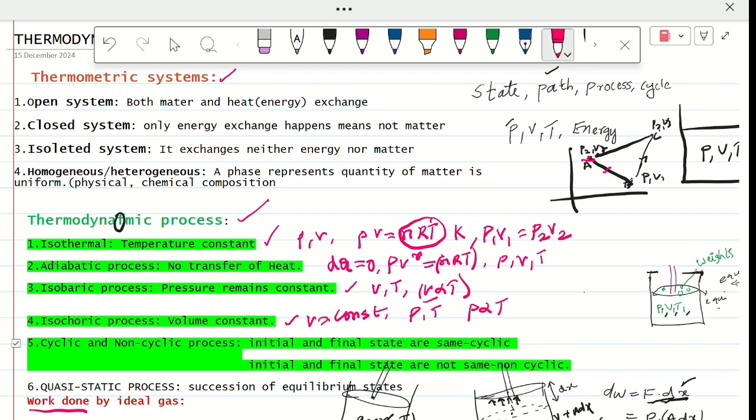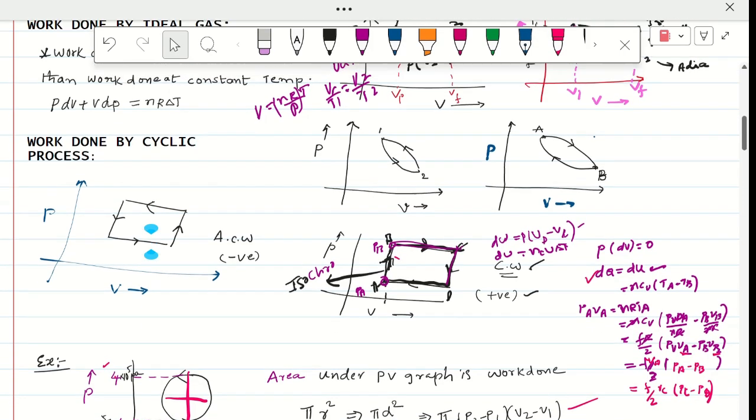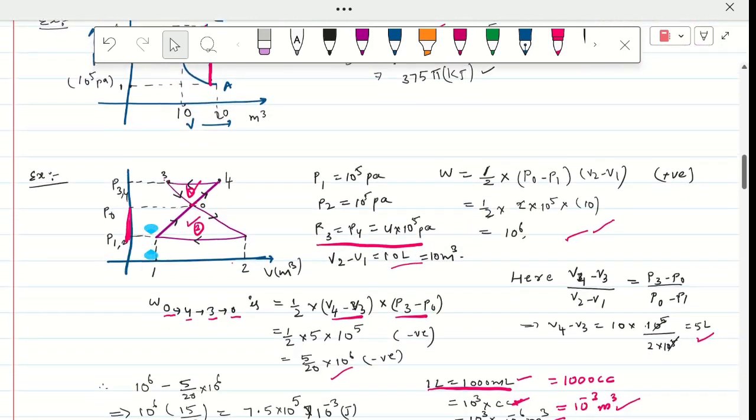So now cyclic and non-cyclic processes. Cyclic process means, as we discussed, a cycle, where after a series of changes the system comes back to the initial state. Initial state means initial pressure, initial volume, initial temperature after much work done. That process is called a cyclic process. The representation is like this, here I have given an example for a cyclic process. This is one cyclic process, and also a triangle shape. So that is a cyclic process: circle, semicircle, triangle shape, whatever.